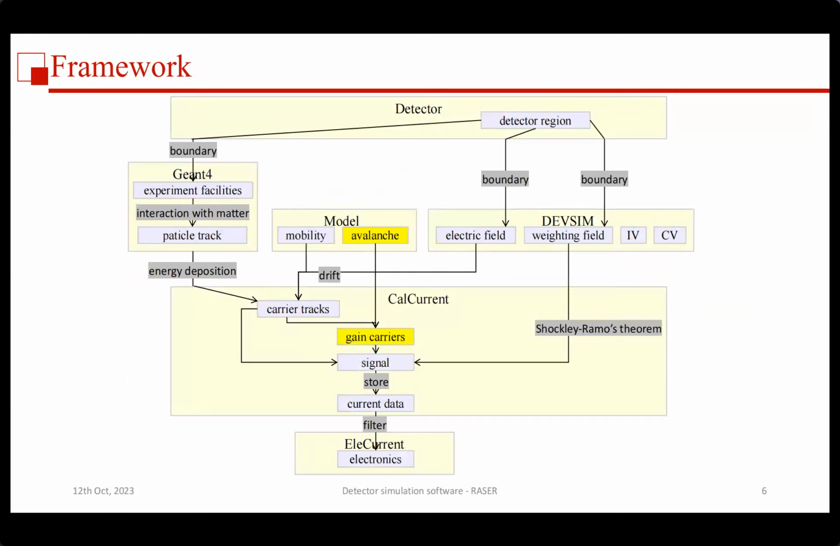Here's the framework of RASER. We define the detector and define spatial information for the experiment facility, and the way of matter interaction to get the particle track in Geant4. The Python bindings for Geant4 depend on G4PY, and we define the mobility of materials and the avalanche model. Then we solve the electric field and weighting field in DEVSIM.